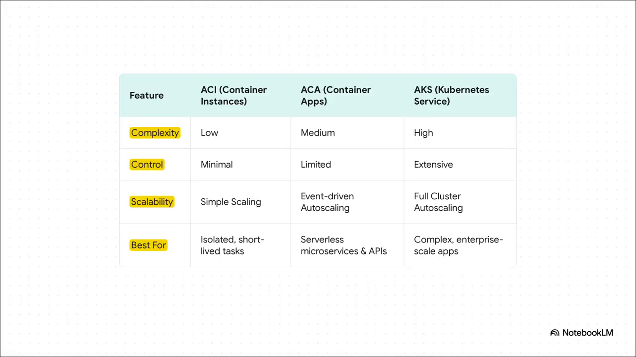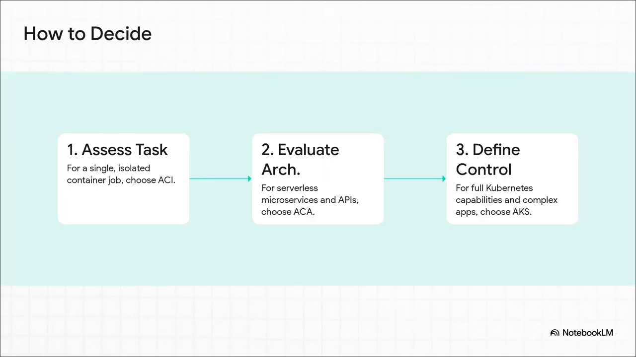When you look at them like this, the trade-off becomes super obvious, doesn't it? As you go from left to right, from ACI to ACA to AKS, both the complexity and the control you have go way up. ACI is super simple, but you have minimal control. AKS gives you all the control in the world, but yeah, it's complex. And ACA, well, it sits right there in that perfect middle ground. And you see the exact same pattern with scalability. ACI gives you simple scaling, ACA brings in that really smart event-driven autoscaling, and AKS gives you the full power of cluster-wide autoscaling.